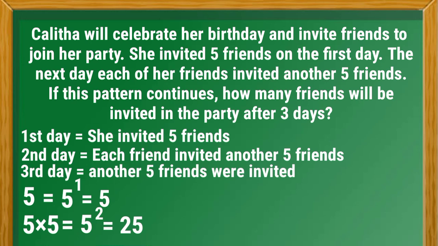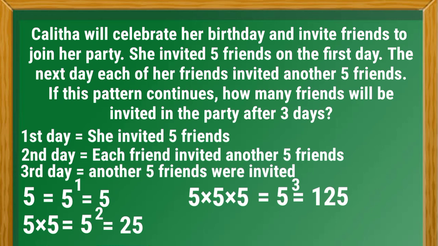On the third day, we have 5 times 5 times 5, or 5 to the power of 3, which is equivalent to 125 in standard form. Therefore, there are 5 to the power of 3 friends who attended her party, or in standard form, it is 125 friends. We are now done with our examples about exponential notations.